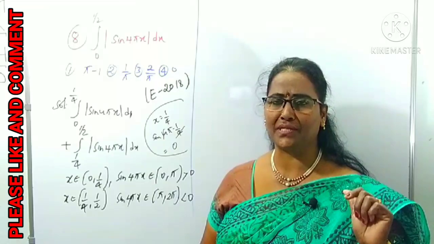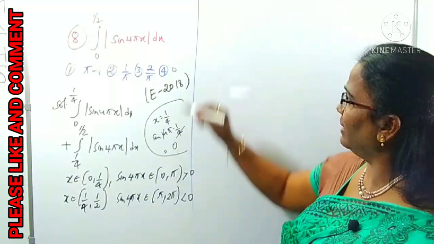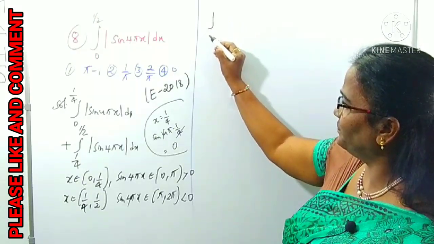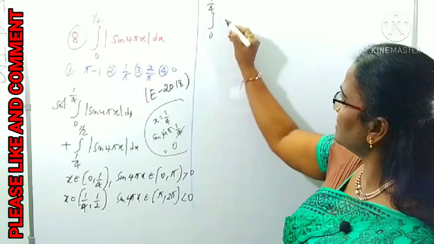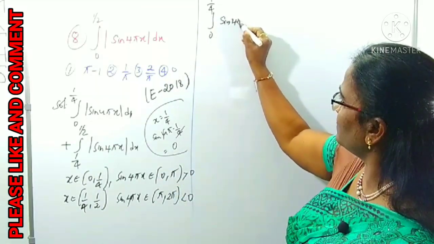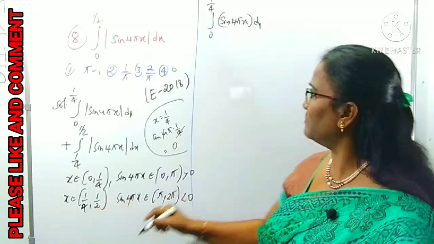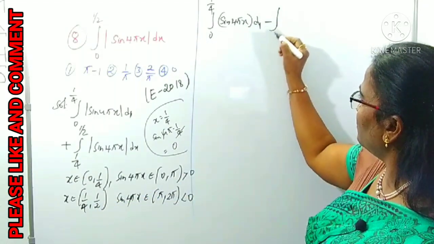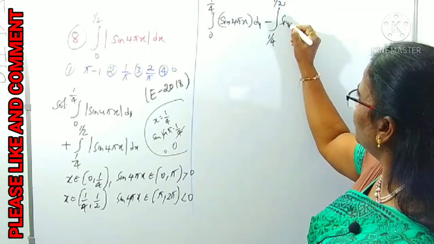Like that you have to choose minus or plus, depending upon the interval. Like this is 0 to 1 by 4. This is clearly positive, means sine of 4 pi x we can take, right? From 1 by 4 to 1 by 2 it becomes negative. I am taking minus of integral 1 by 4 to 1 by 2 sine 4 pi x.